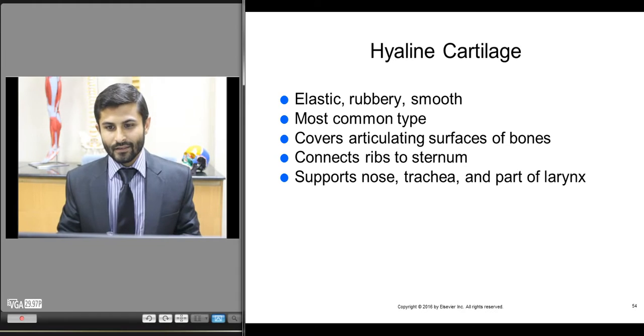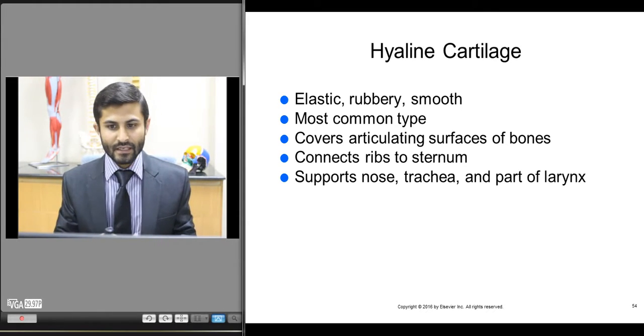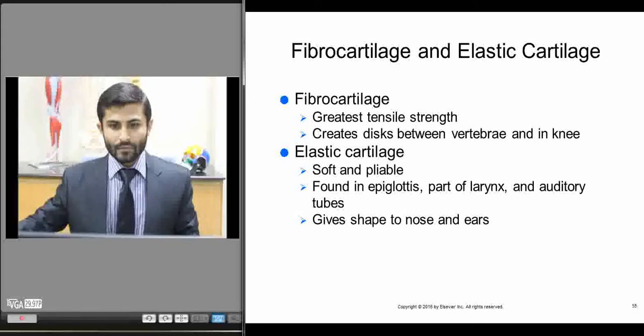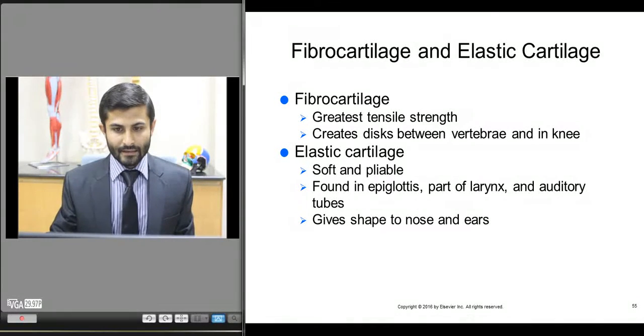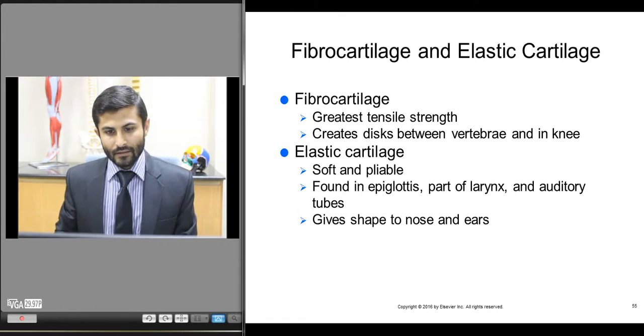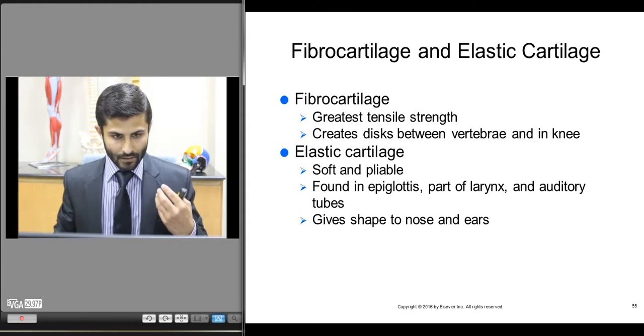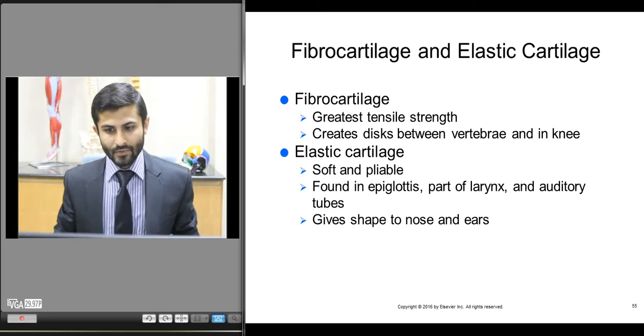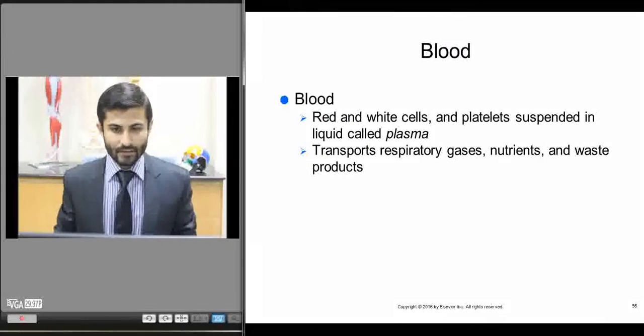The hyaline cartilage is rubbery and smooth. It is the most common type, covers articulating surfaces of the bones, connects ribs to the sternum, and supports the nose, trachea, and part of the larynx. The fibrocartilage has the greatest tensile strength and creates discs between the vertebrae and in the knee. Elastic cartilage, we can feel this cartilage and look for this in the epiglottis, part of the larynx, in ears, and in nose. So it is very soft and very pliable as compared to the rest of the cartilages.